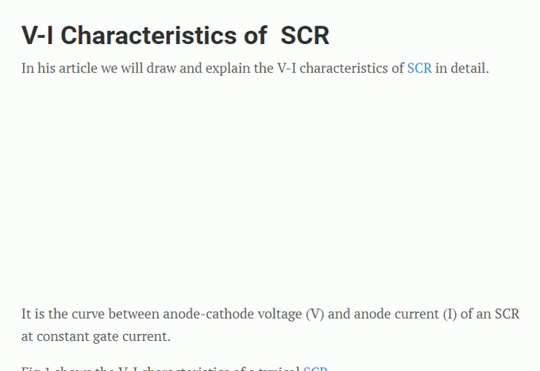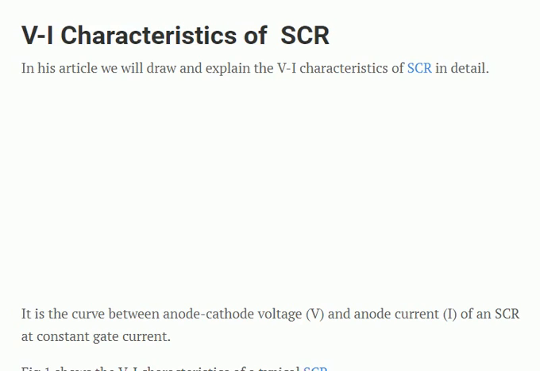Hi, in earlier classes we have studied the working and construction of SCR. Now we want to study the VI characteristic of SCR. In this article we will draw and explain the VI characteristic of SCR in detail.